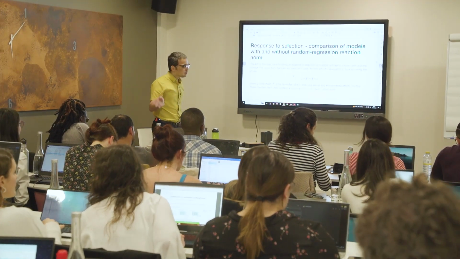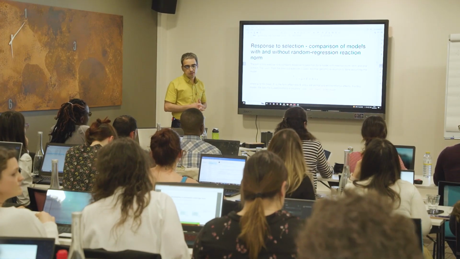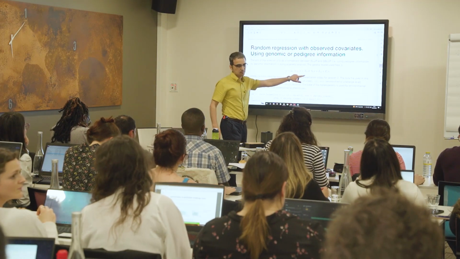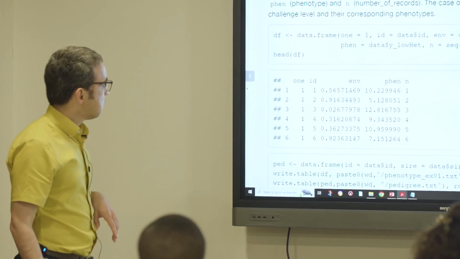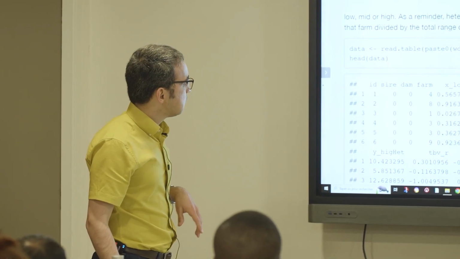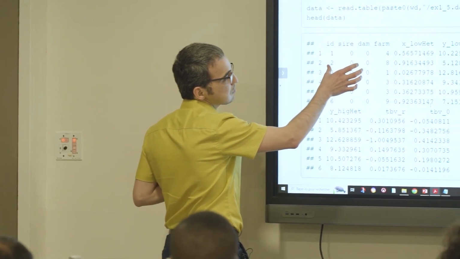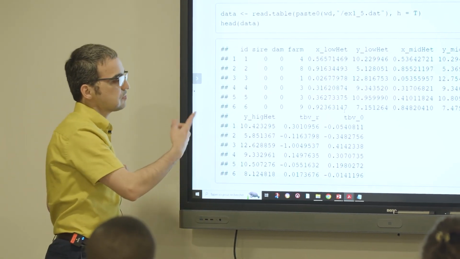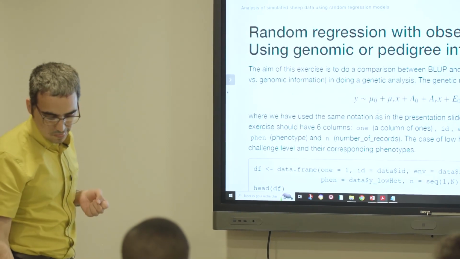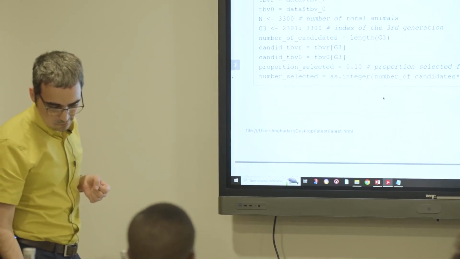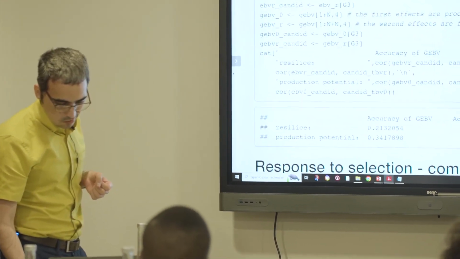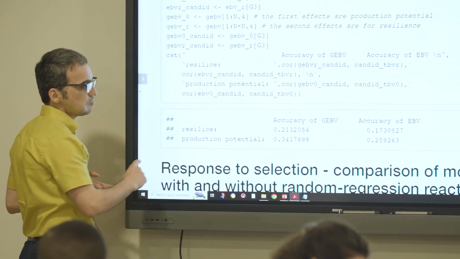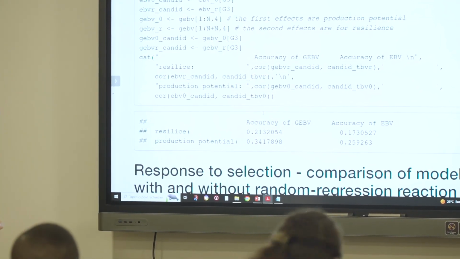Okay, so again, we don't need to do the BLUPF90 thing. I will just walk you through the exercises that we did. So just to wrap up, we did first this exercise using genomic and pedigree information. We have our master file, which looks like this. So in the previous exercise, we used only the low heterogeneity of challenge level, and we estimated the breeding values using genomic and pedigree, and we got the accuracy for genomic breeding values and the EBVs estimated from pedigree for resilience and production potential, and we saw that with genomic we increased the accuracy for breeding values.